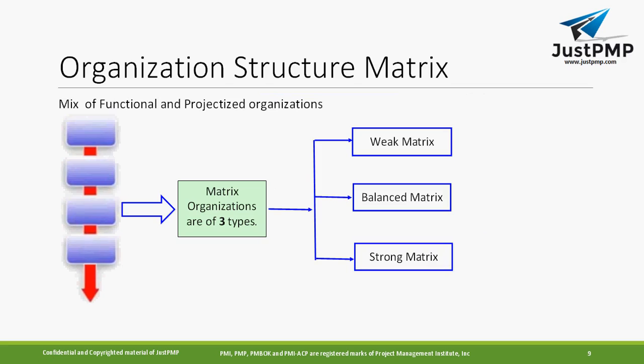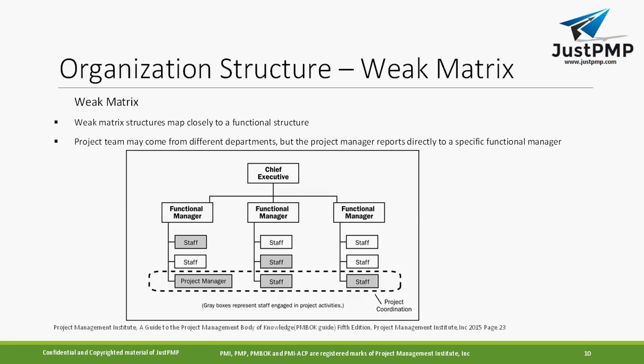Then we have the third organizational structure, the matrix, and within the matrix there are three types: weak, balanced, and strong matrix. It is a mix of functional and projectized organization. We are going to cover each and every slide. So let's focus on the weak matrix.